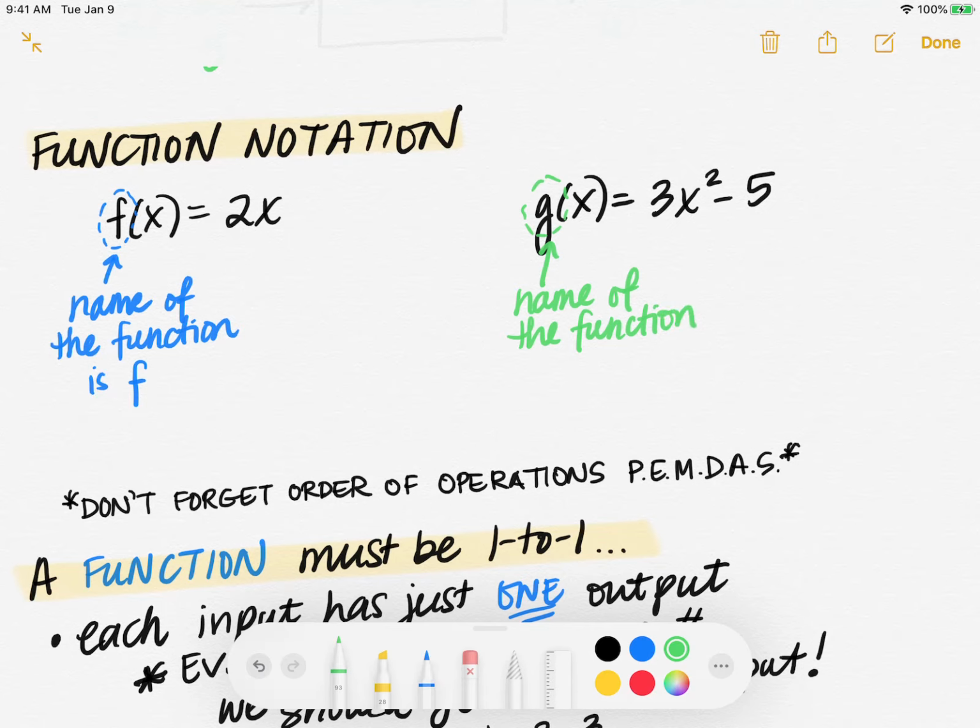And this is so we can have multiple functions, and we can say, well, this function multiplies by 2, because that's what this function does. If we say, what does it do? It multiplies by 2. It takes the x and it multiplies by 2.